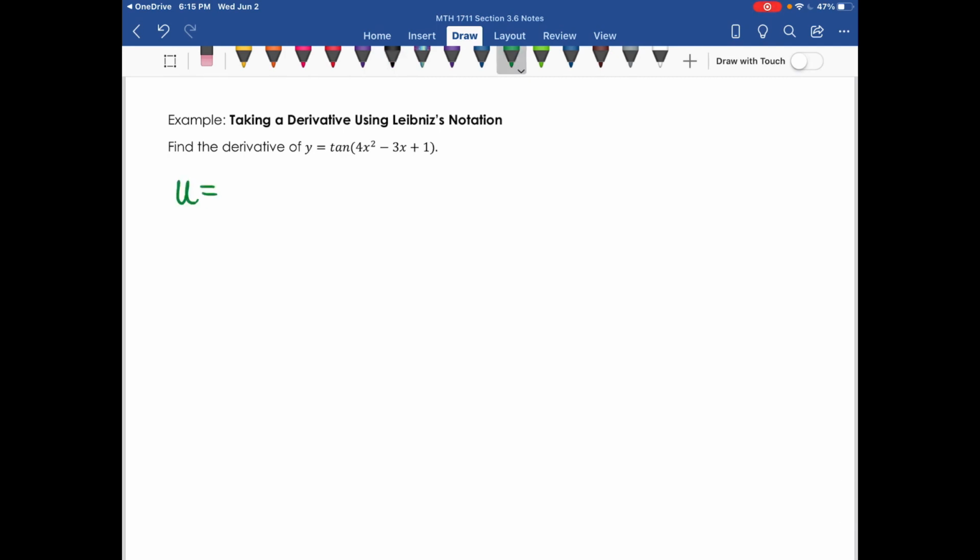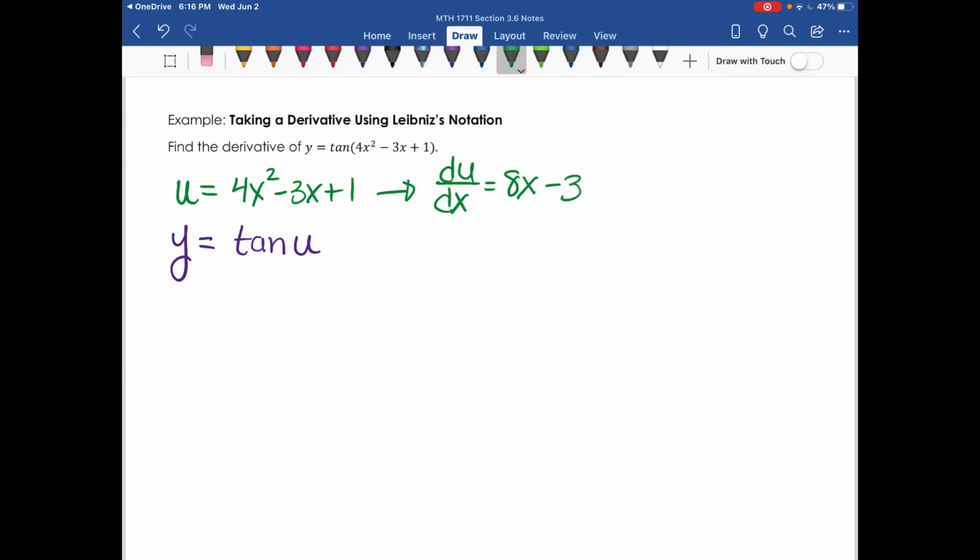So let's use the Leibniz notation again one last time to practice on a tangent function. So we're going to identify the inner function u as 4x squared minus 3x plus 1, and our outer function, which is our y, as tangent u. Okay, so now when I take the derivative of u with respect to x, because x is our variable in this equation for u, I'm going to get 8x minus 3. When I take the derivative of y with respect to u, remember the derivative of tangent u is secant squared u.